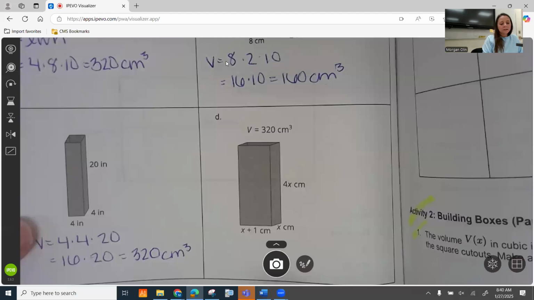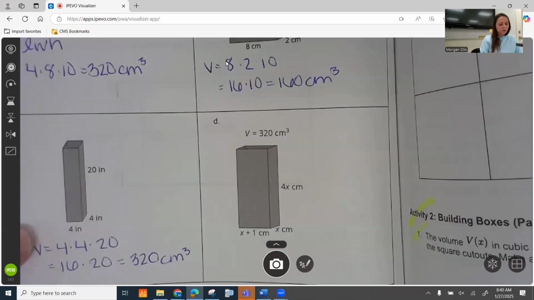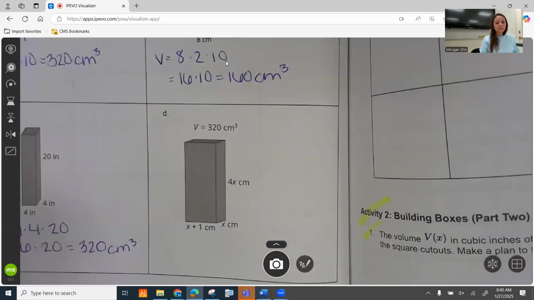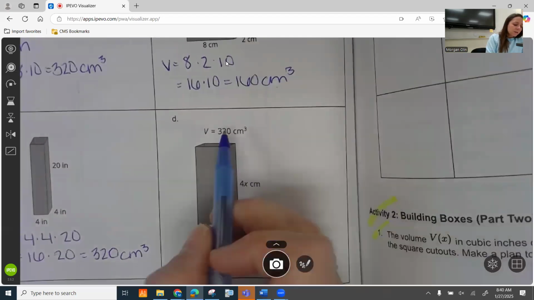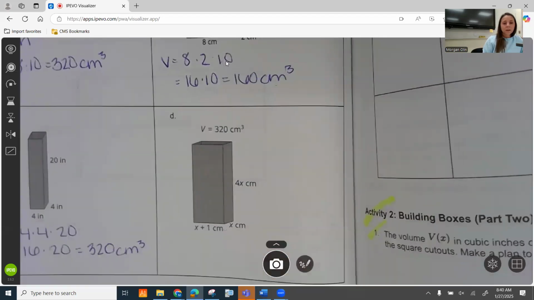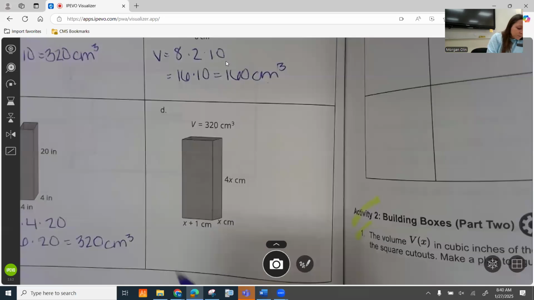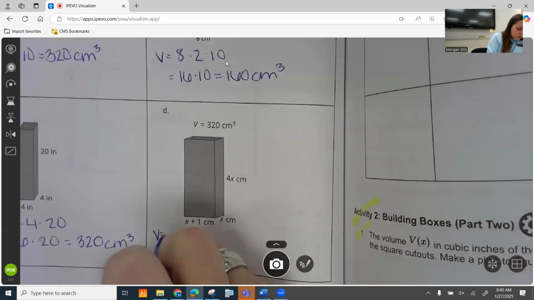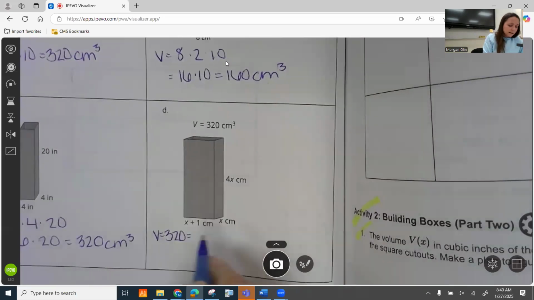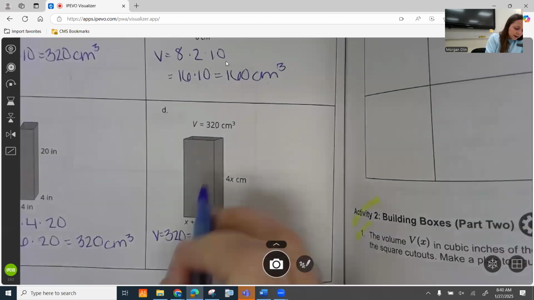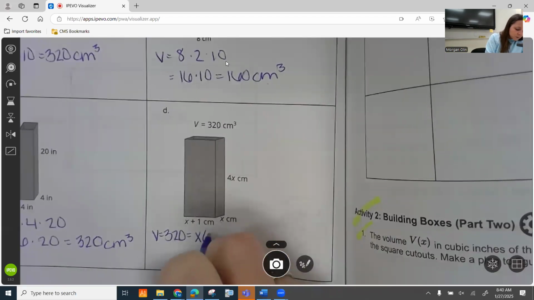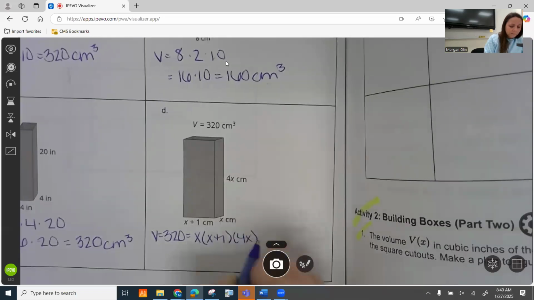Now, this one's totally different. This one's kind of like add a character. Yes, it did give us a picture this time. However, this time they actually gave us the volume. We can come up with an expression of the volume. So volume is 320, but it's length times width times height. So I can do this x right here times x plus 1. I'm going to put parentheses around it. And then times that 4x right there.